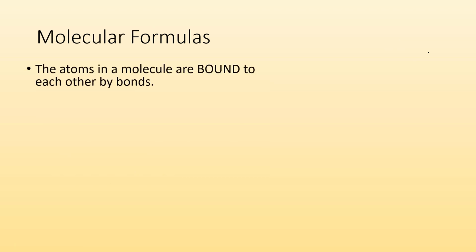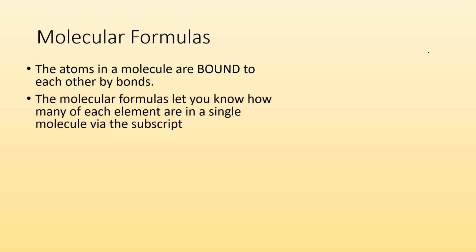Molecular formulas. The atoms in a molecule are bound to each other by bonds. The molecular formula lets you know how many of each element are in a single molecule via the subscript. For example, H2O: there are two hydrogens bonded to an oxygen. That's its molecular formula. It's telling you there are two hydrogens, and if there's no number written there, there's a 1 and 1 oxygen.